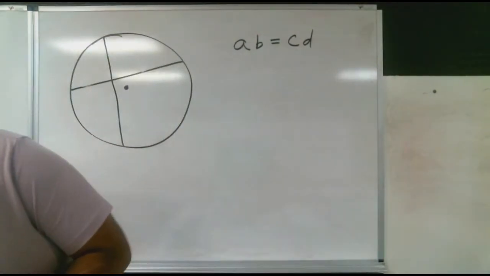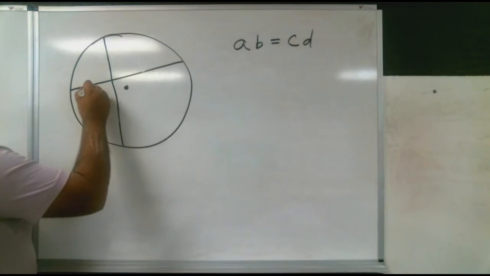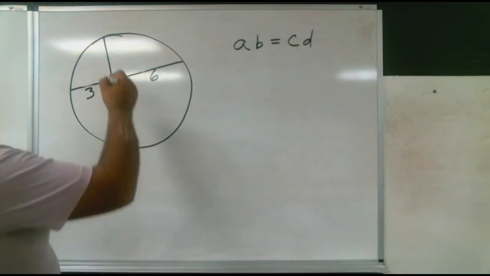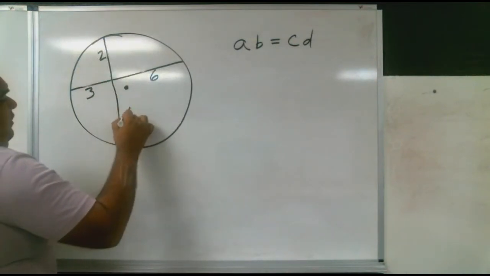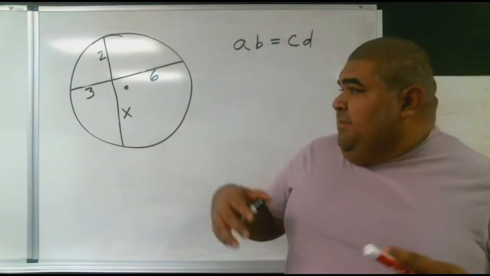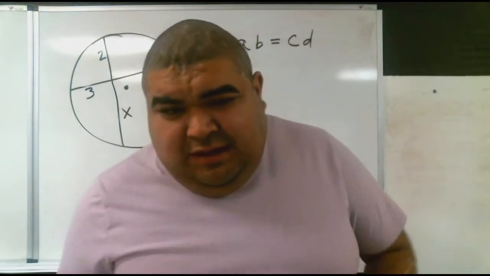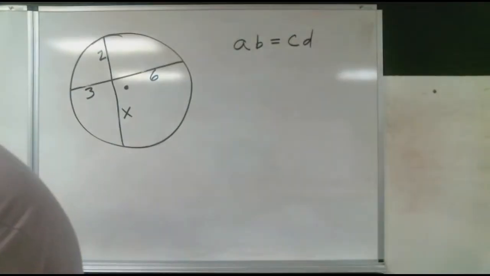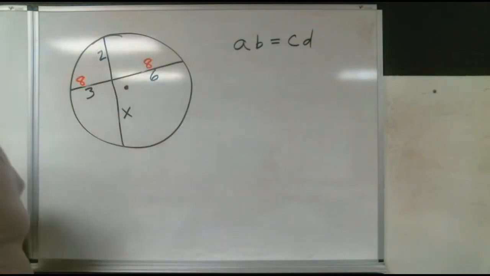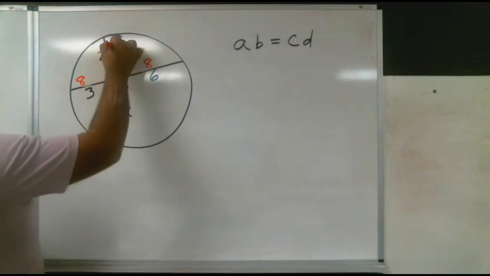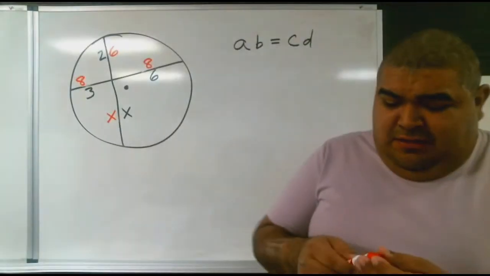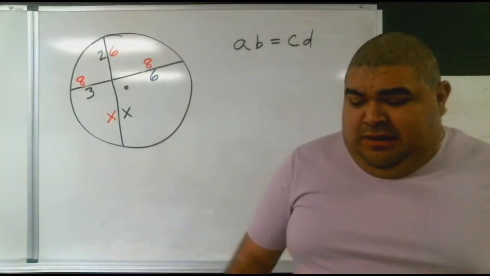So your first one is, we have 3, 6, okay? 3, 6, 2, X, okay? That's your first one. Again, you're solving for X. Keep the same equation going. And your second one is, we're gonna have 8, 8, and then we're gonna have 6, and then again X. Okay. Notice this time I did it in red. That's your second one.